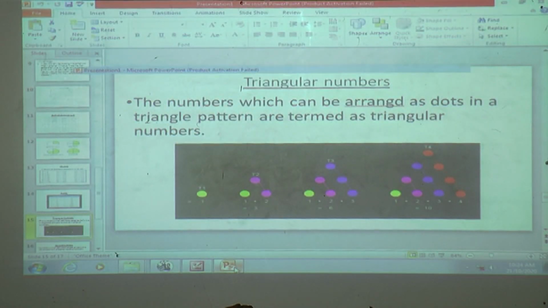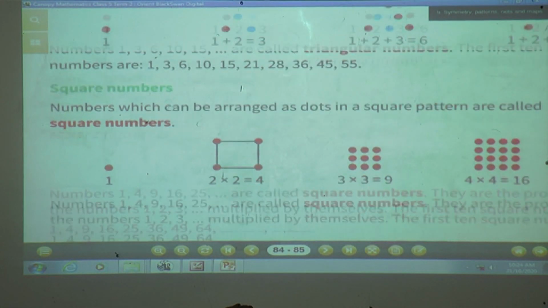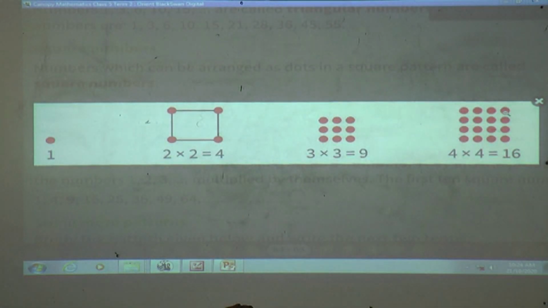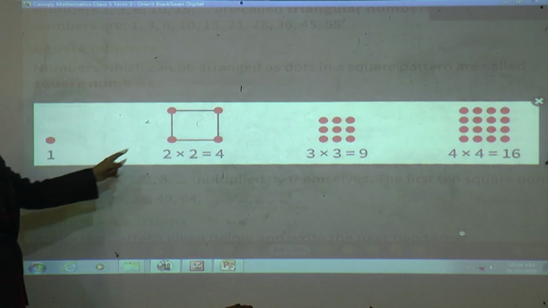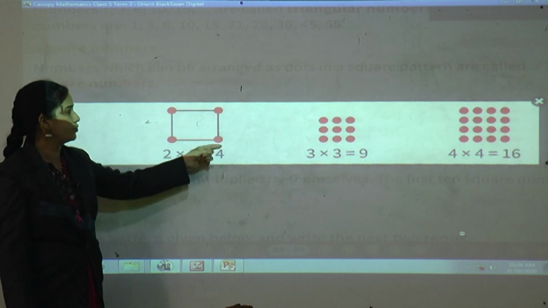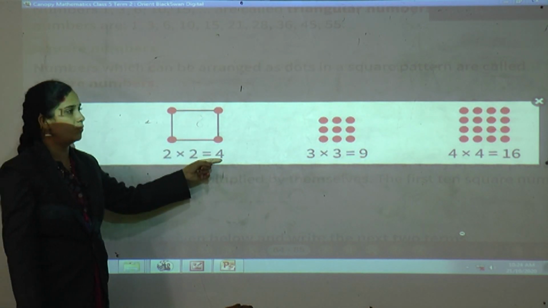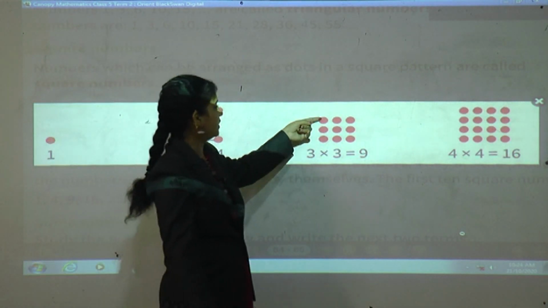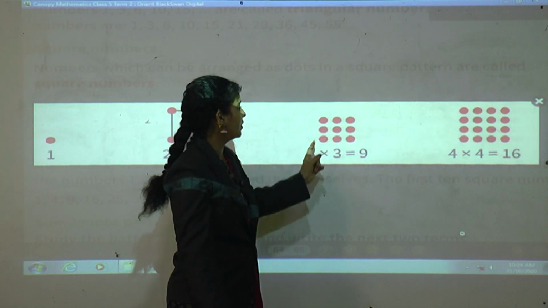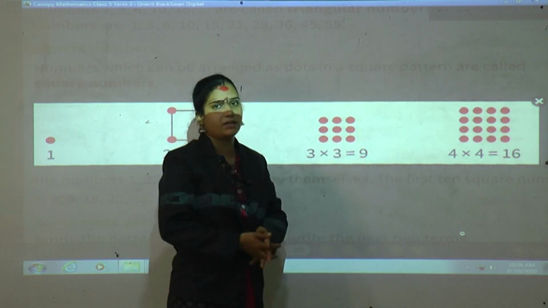Now here, square numbers. Numbers which can be arranged as dots in a square pattern are called square numbers. See, 1, here 2, 2 makes 4 and 3. Okay, here 3 multiplied by 3, 9.